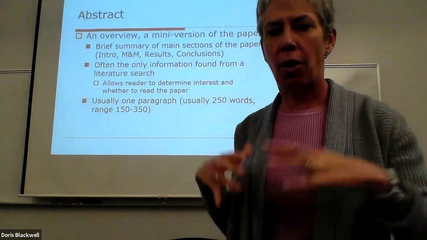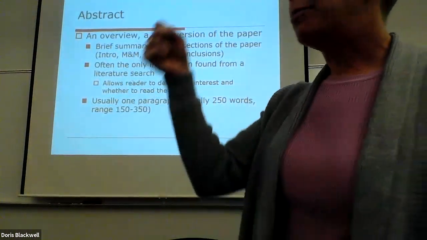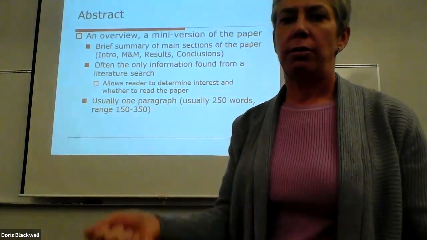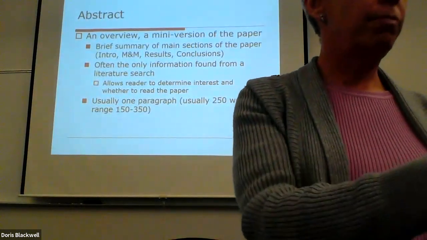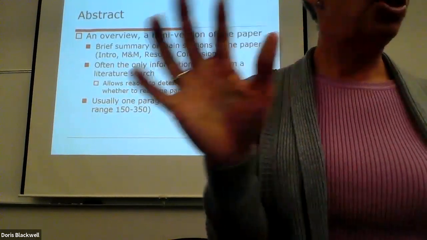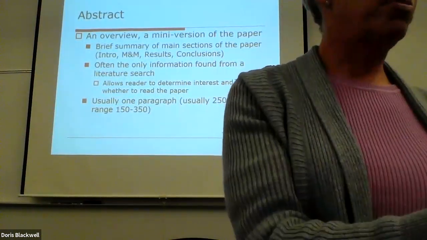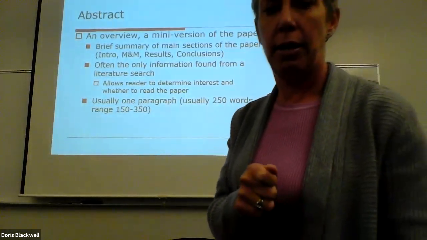So an abstract is an overview or mini version of the paper. We're going to briefly summarize our introduction and state our purpose, always our purpose statement. I will copy and paste that exactly from my paper, not change it or edit it, because the purpose of my paper is the purpose of my paper. So I leave that sentence as it is.